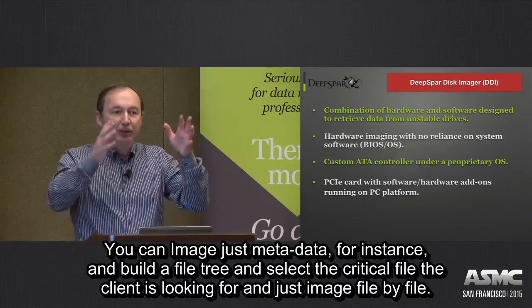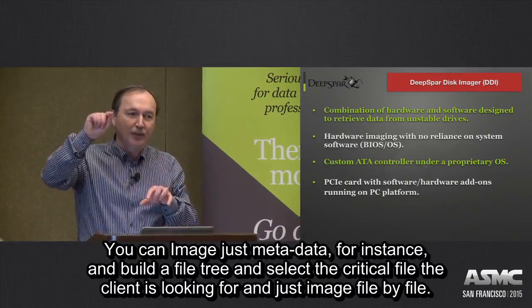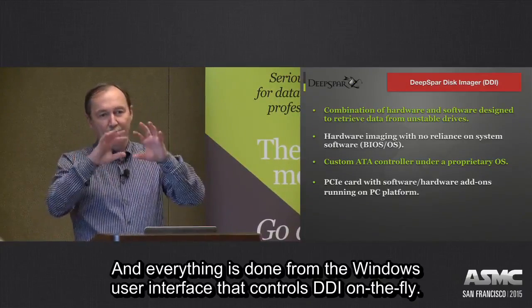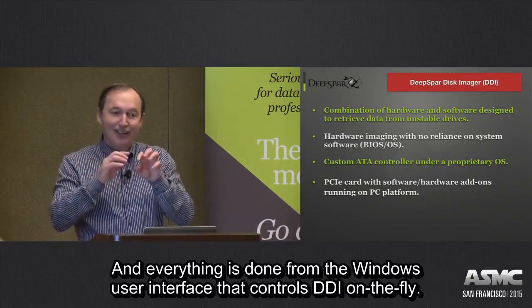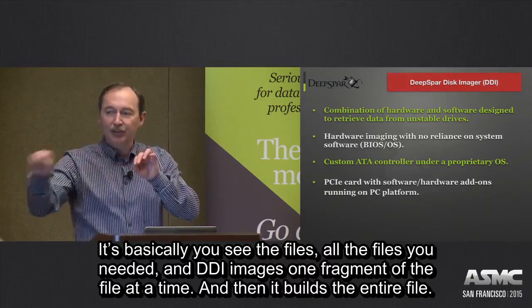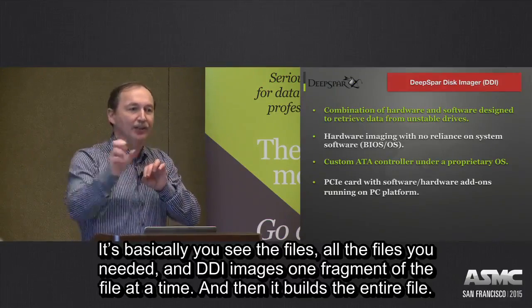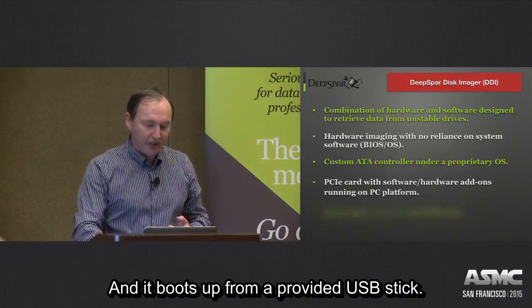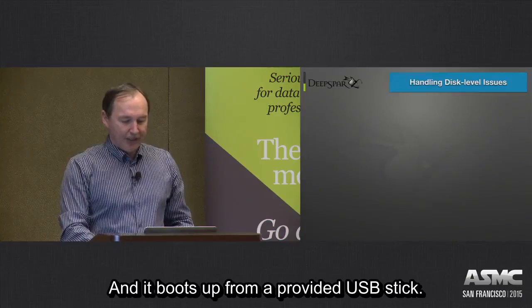Okay, so you can image just metadata, for instance, build a file tree, select the critical files that your client is looking for, and just image file by file. Everything is done from the Windows user interface that controls DDI on the fly. So you see all the files that are needed, and DDI is just imaging one fragment of the file at a time and then builds the entire file. And it boots up from a provided USB stick, as I said.